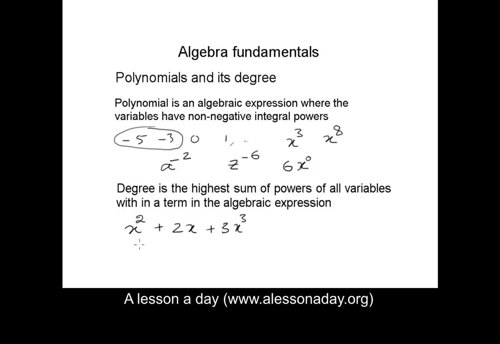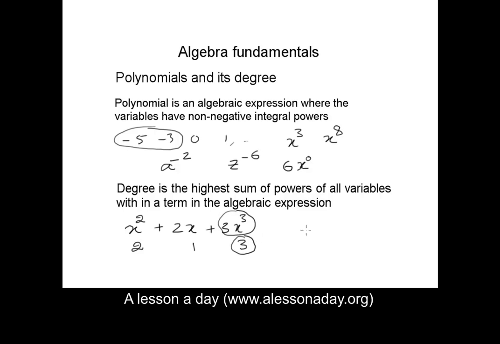Find out what is the highest power of the variables in each term. Let's take the first term. The power is 2, right? So this has a power of 2. What about here? x to the power 1, so the power is 1. How about here? In the third term, x to the power 3, so the power is 3. So which term has the highest power? The third term. So the degree of this expression here is 3. It's a third degree polynomial.